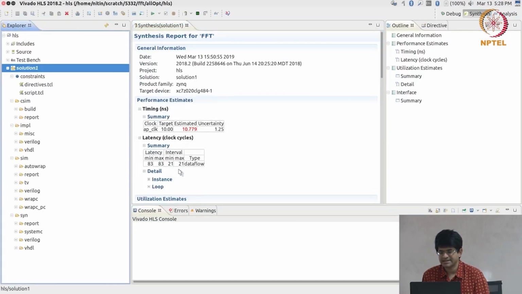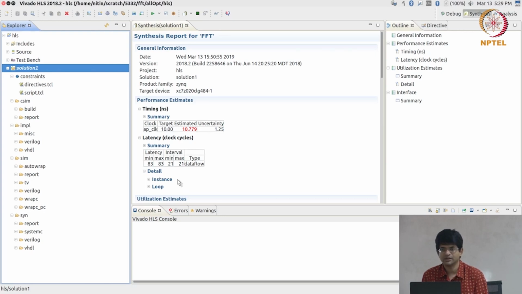The interesting thing is, now look at the time period. The interval is 21 clock cycles. So from 511, we have managed to bring it down to essentially 20 clock cycles. Okay? Which means that this is a 32-point FFT core. Every 20 clock cycles, I can start giving it new data.